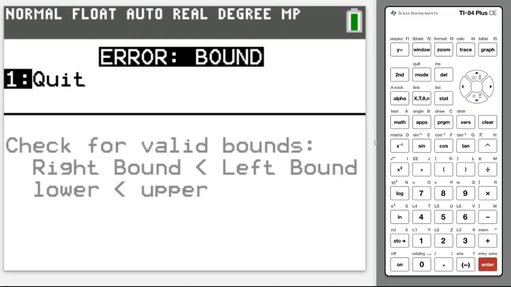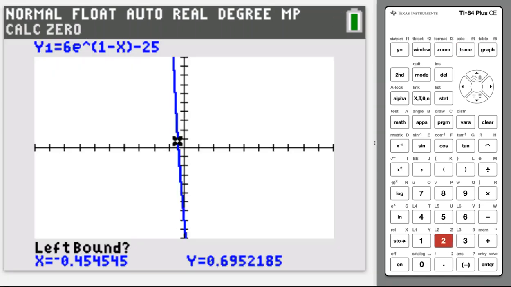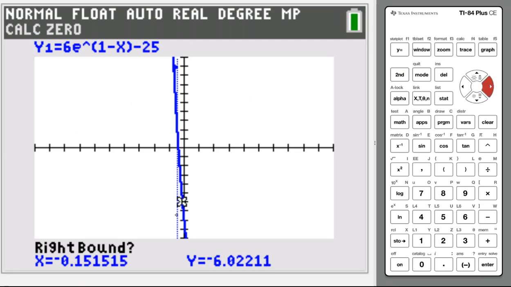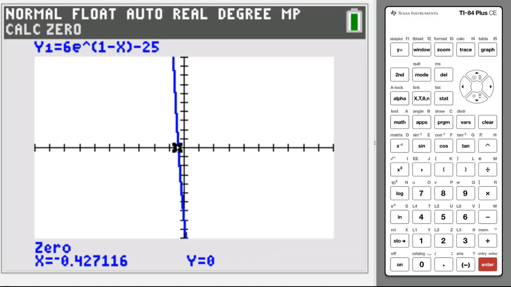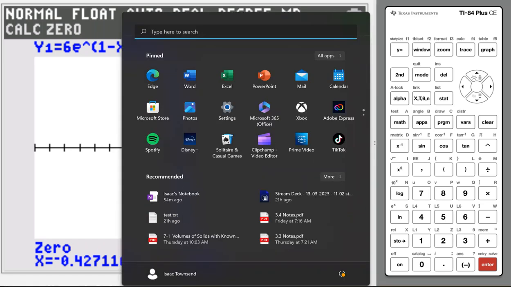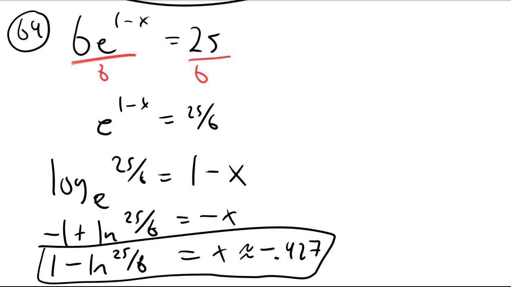Oops, I hit enter twice. Okay. Enter for left bound, then you have to move your cursor to where it's to the right of the x-intercept you're trying to find, right bound, and then hit enter to skip guess, and then it will bounce that cursor back and forth until y equals 0, and it's -0.427, which is what we got algebraically. So they're just trying to make that connection for you.